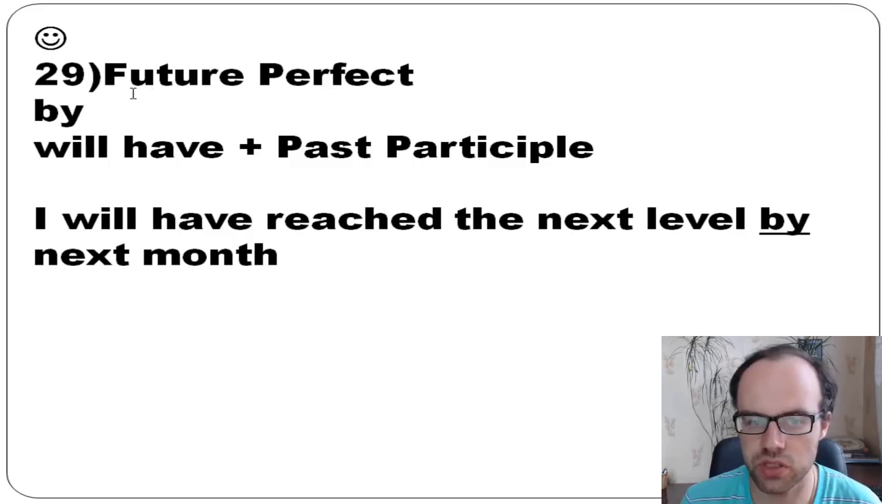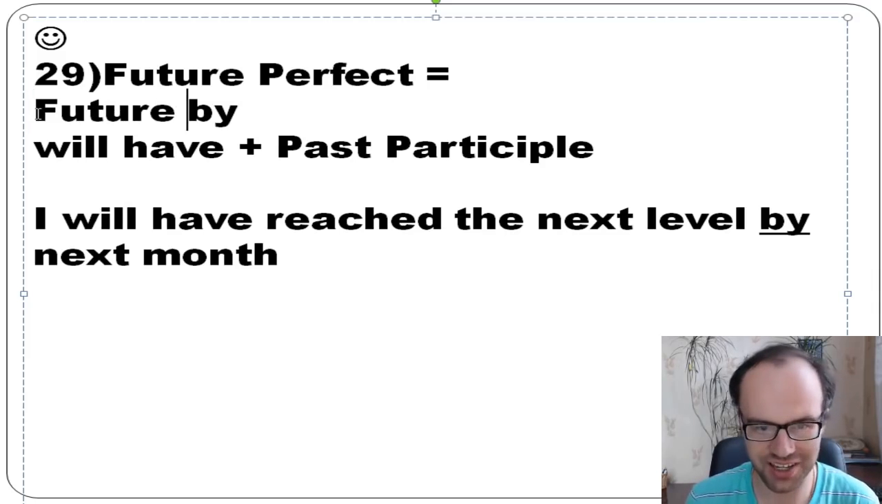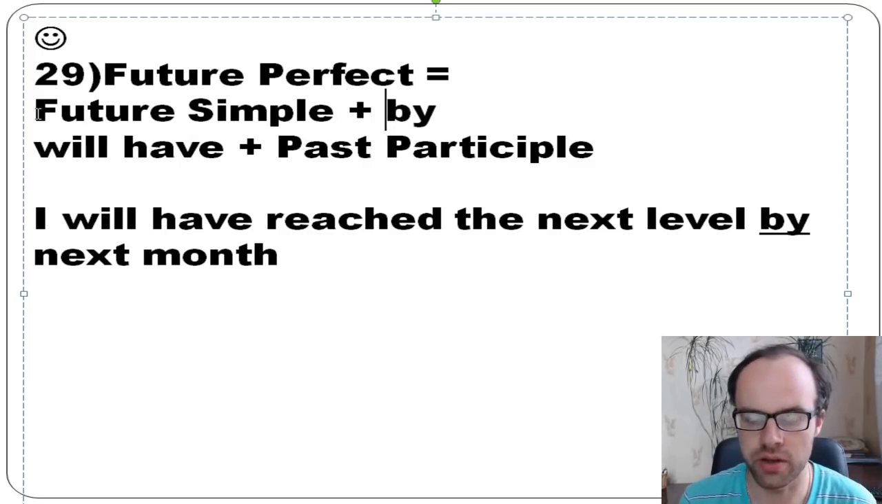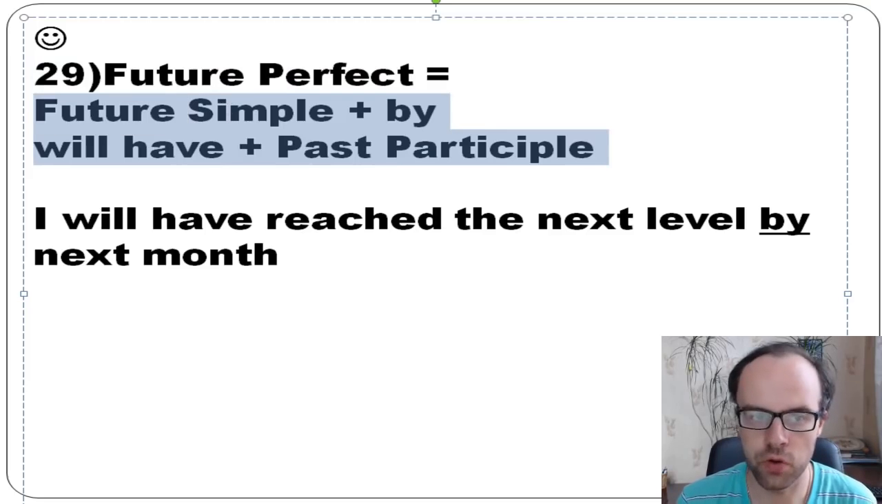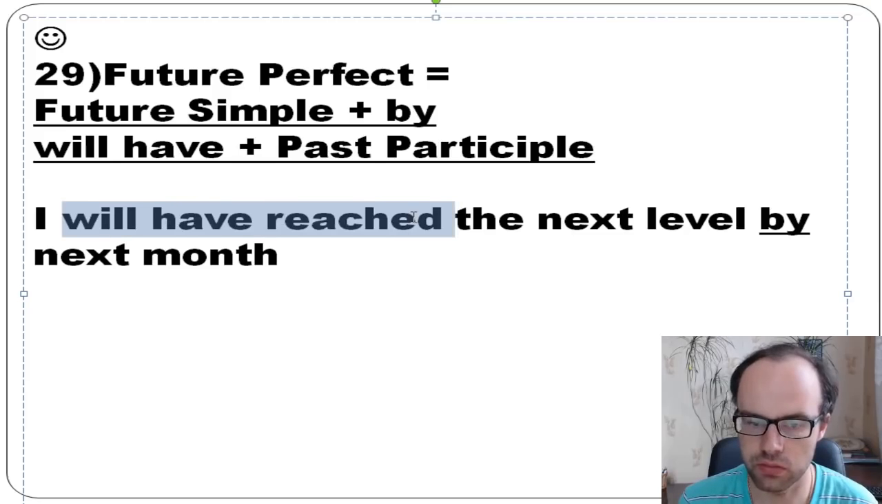So future perfect, it's very easy. So what is future perfect? Students often ask me. And sometimes I like saying so. It's future simple plus by. So if you're talking about the future, and you need to use by, you need to use future perfect. How do we form it? We'll have plus past participle. Okay. So I will have reached the next level by next month.